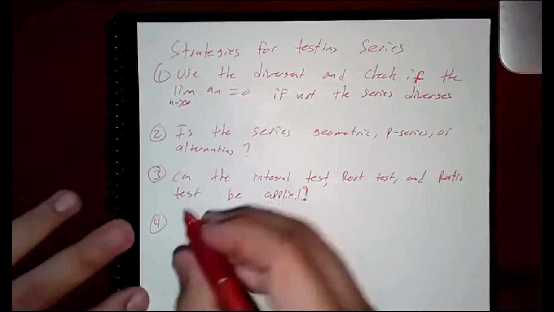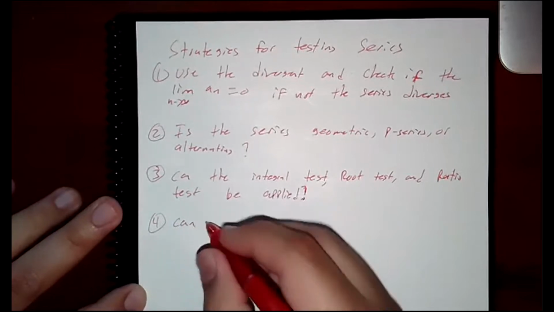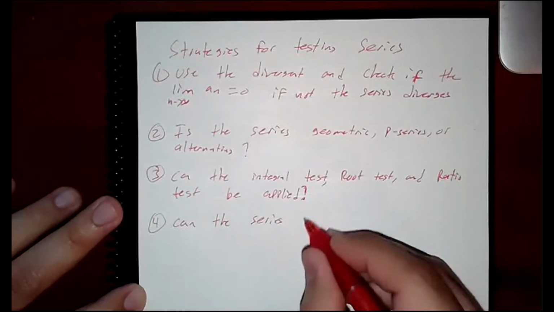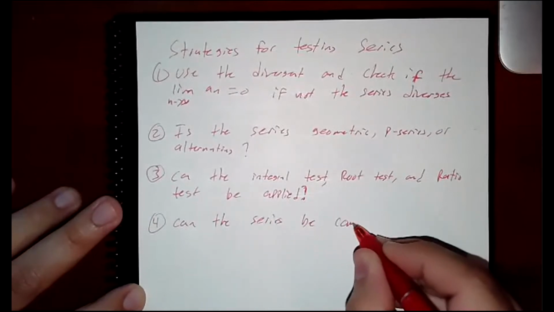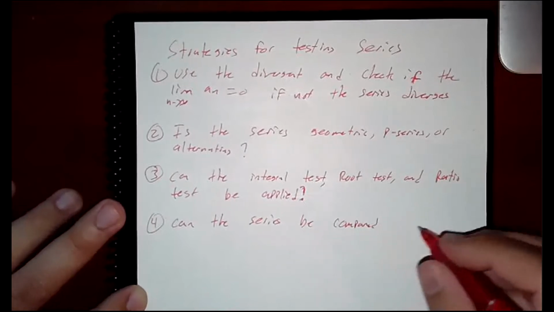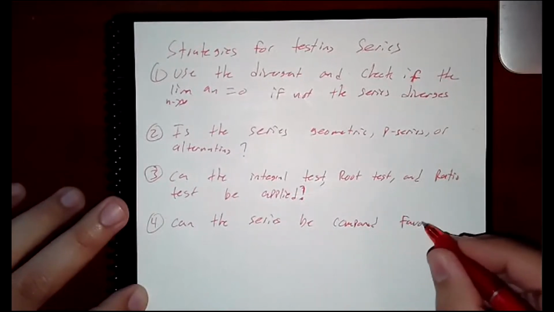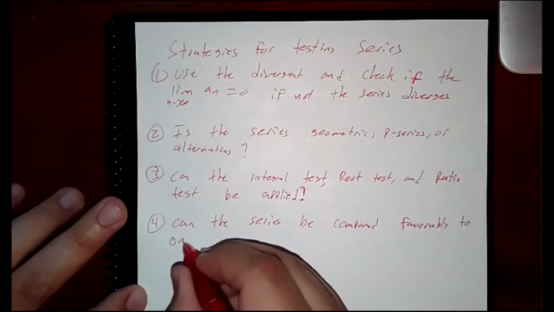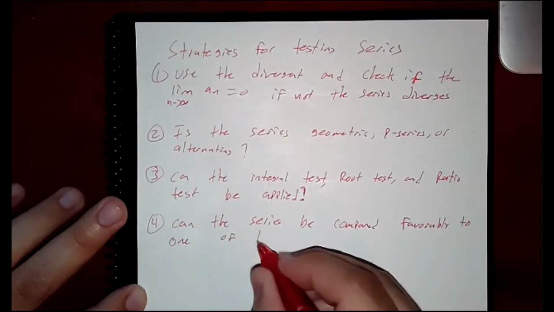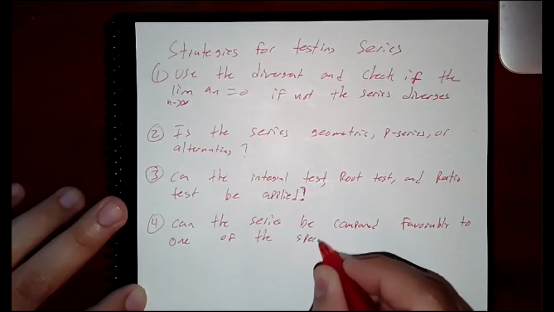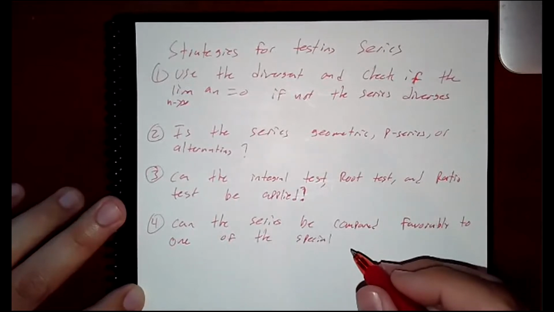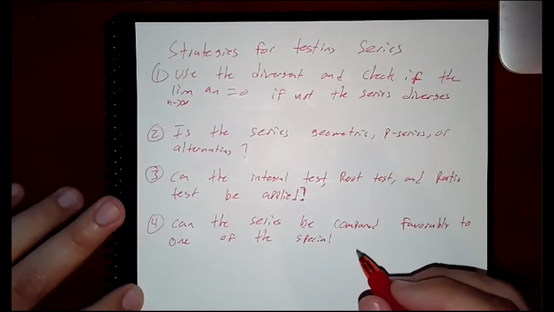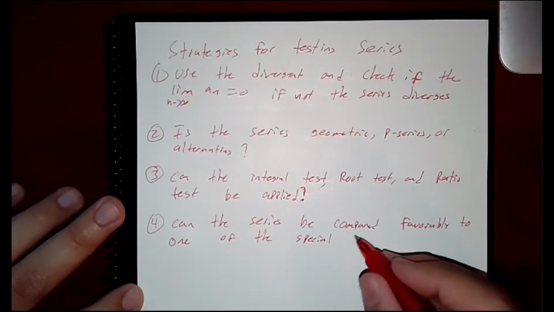Another thing you should look for is, can the series be compared favorably to one of the special types? If you notice that you could do a comparison to an easy one like a p-series or something, or if a limit comparison works, then go that route.